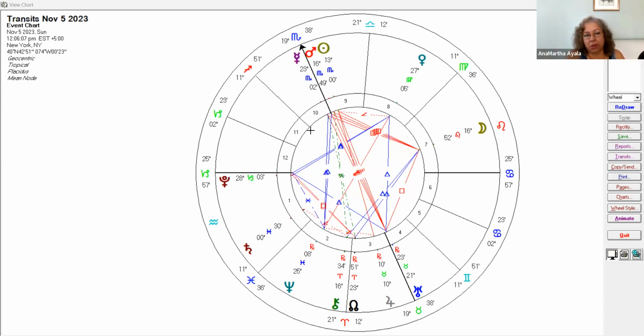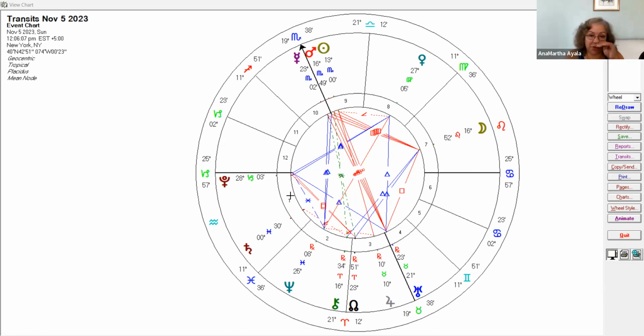The 11th house starts in Sagittarius. So the ruler of the 11th house is Jupiter. Why? Because Jupiter is the ruler of Sagittarius. The 12th house, this is the cusp of the 12th house, and it starts at 2 degrees in Capricorn. The ruler of the 12th house is Saturn. Why? Because it's the ruler of Capricorn.